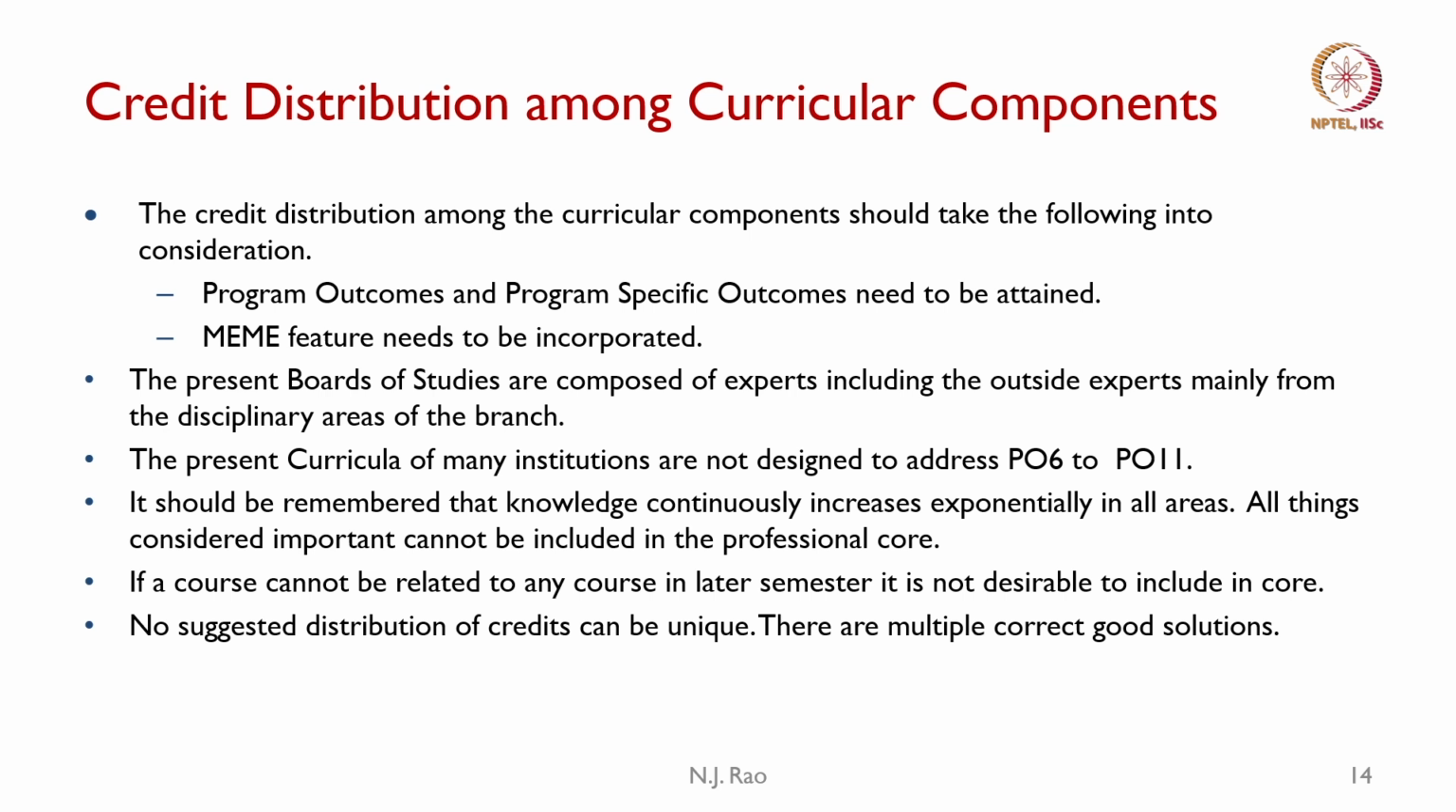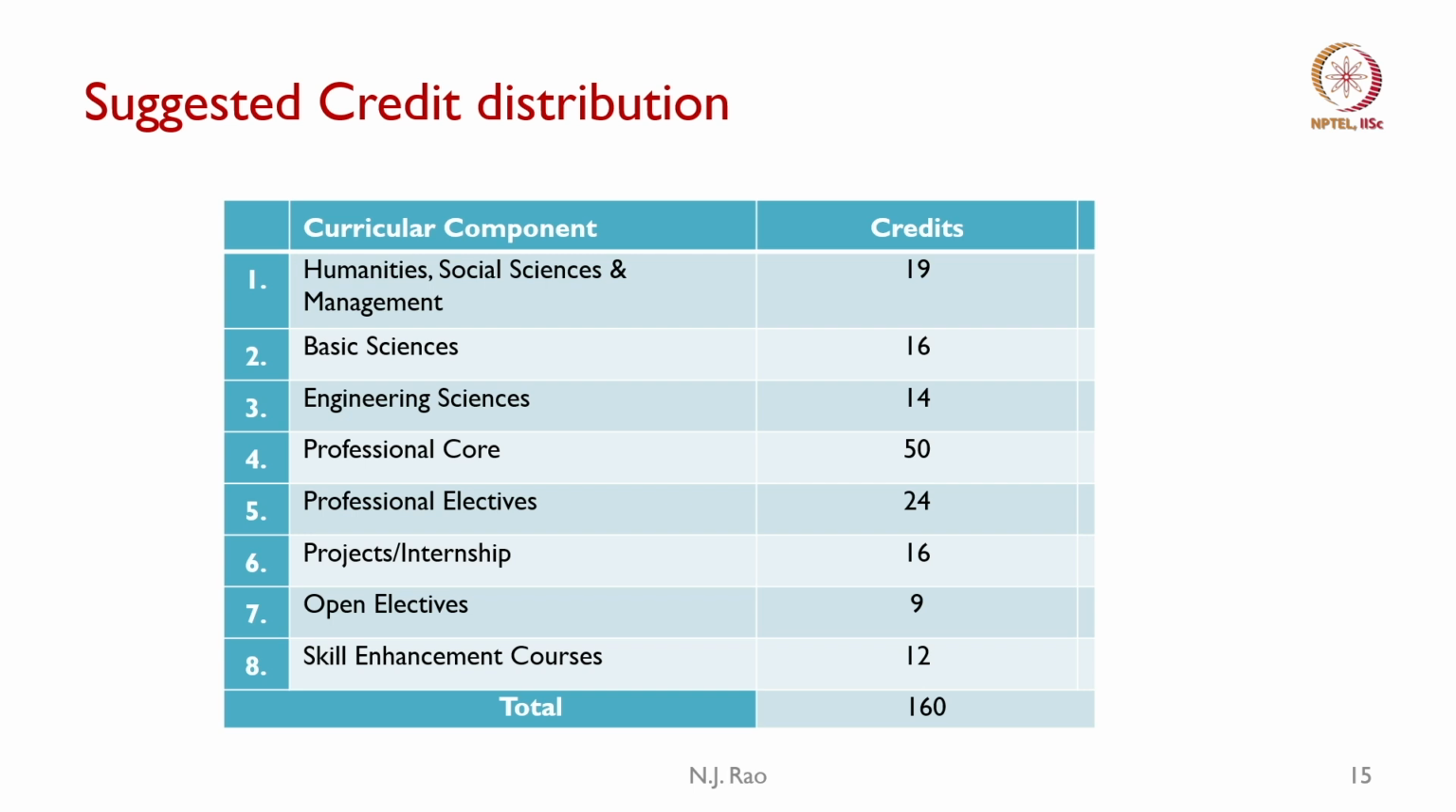So again, with all this, no suggested distribution of credits can be unique. There are multiple correct good solutions. If you keep all these criteria and if you put a group of faculty, they should be able to come up with their own good solution, which is possibly almost as good as some other solution generated by another group of faculty. So again, we are not saying it is unique. Now, we have to start at some level. So we suggest a credit distribution, keeping all these criteria in mind.